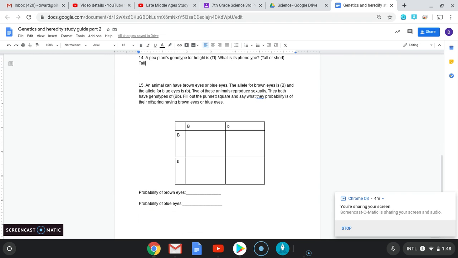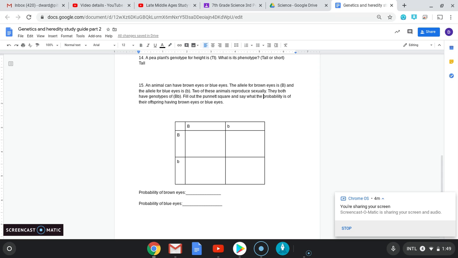And then number 15, a theoretical animal. An animal could have brown eyes or blue eyes. Say it's a dog, right? The allele for brown eyes is capital B, and the allele for blue eyes is lowercase b. Two of these animals reproduce sexually. They both have genotypes of capital B, lowercase b. Fill out the Punnett square and say what the probability is of their offspring having brown eyes or blue eyes.